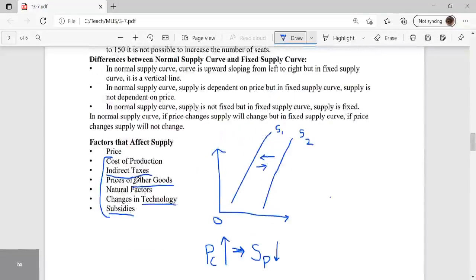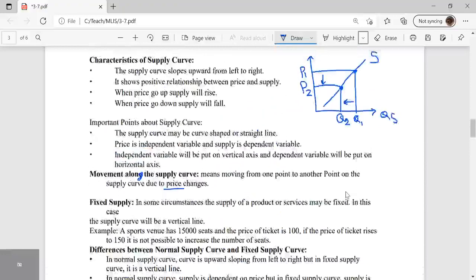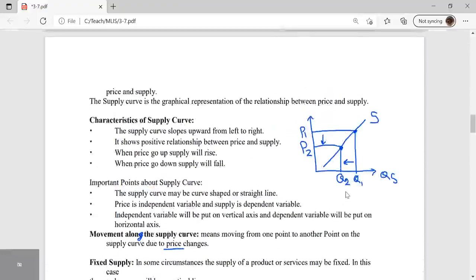So again, that's a very important topic, supply factors. We have two kinds of change over here. I hope you understood it properly. If you have any problem, let me know. It should be a very interactive class.